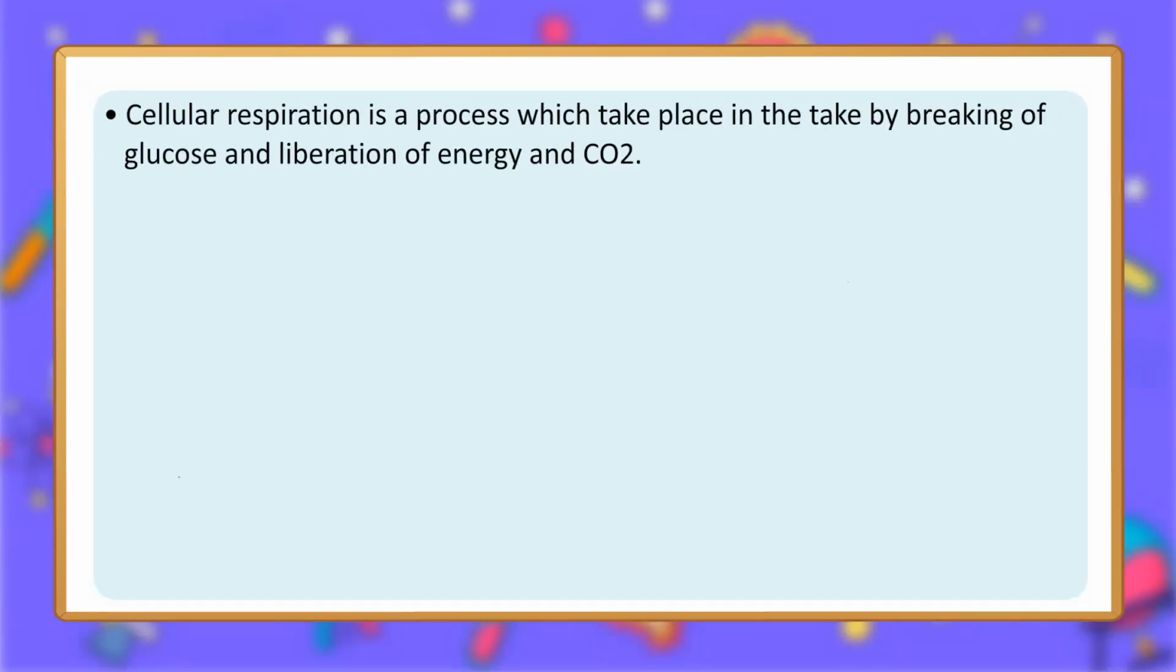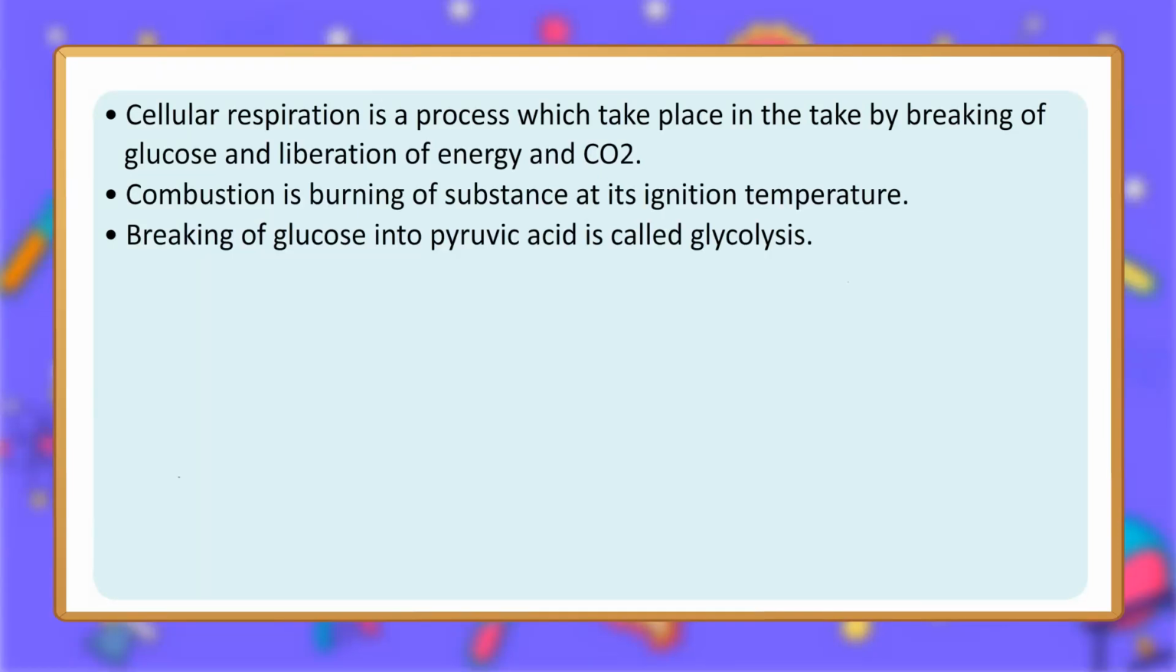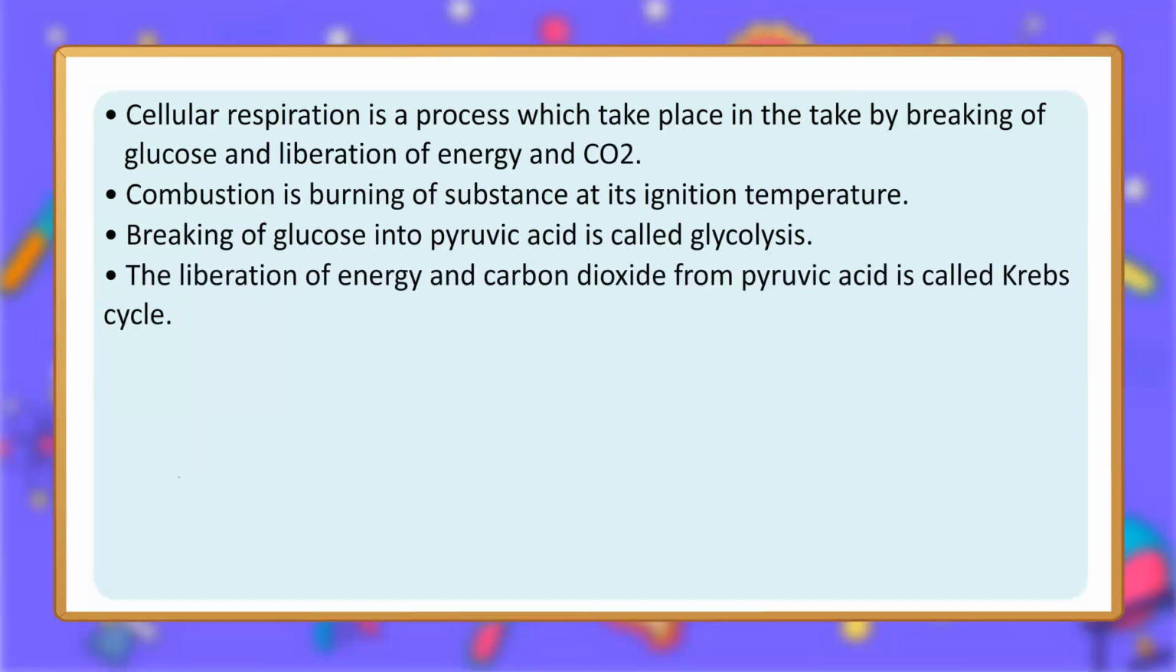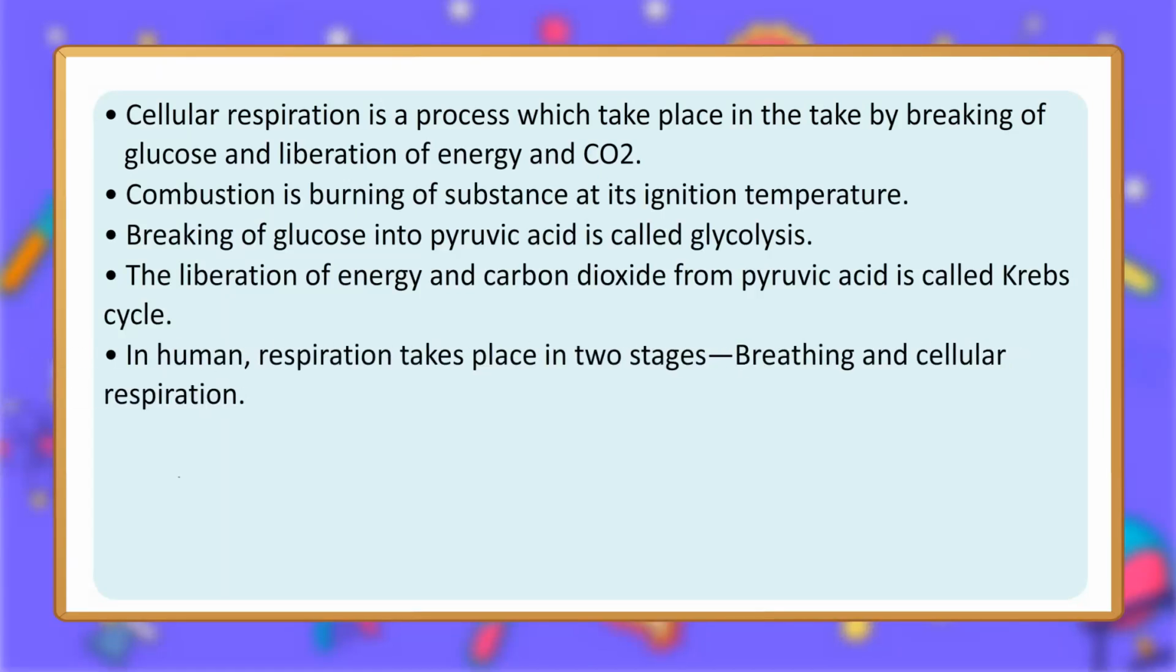Cellular respiration is a process which takes place in the cell by breaking of glucose and liberation of energy and CO2. Combustion is the burning of a substance at its ignition temperature. Breaking of glucose into pyruvic acid is called glycolysis. The liberation of energy and carbon dioxide from pyruvic acid is called the Krebs cycle. In humans, respiration takes place in two stages, breathing and cellular respiration.